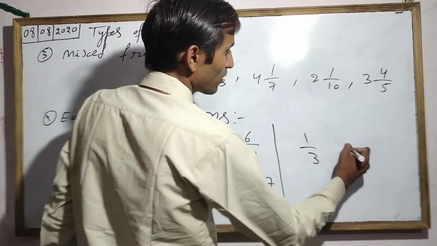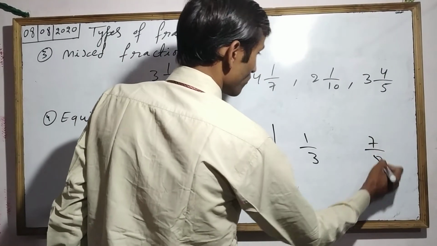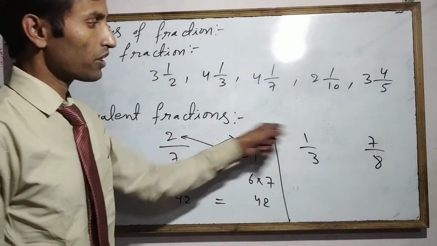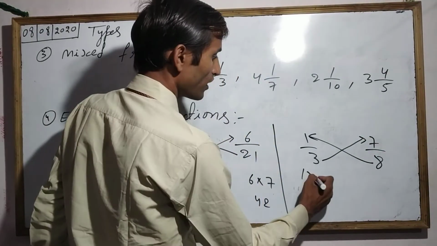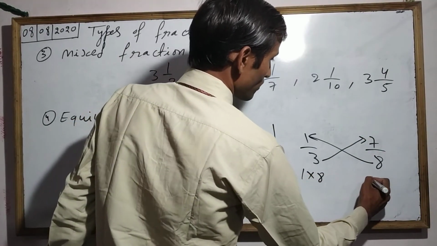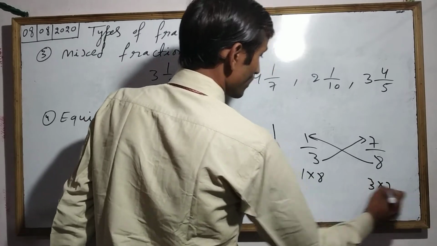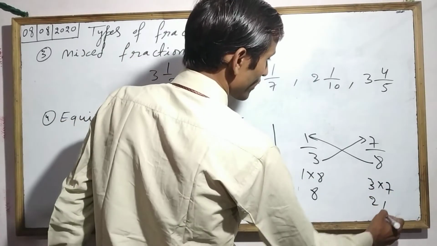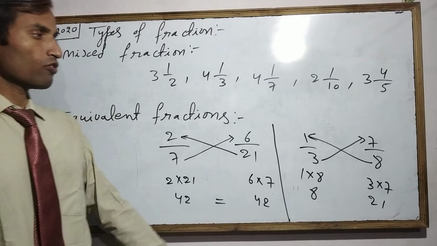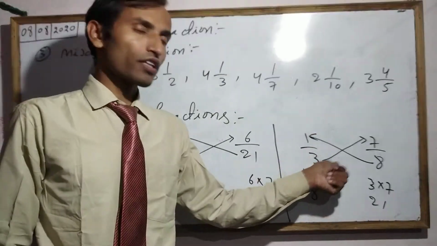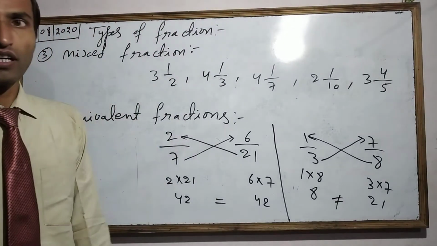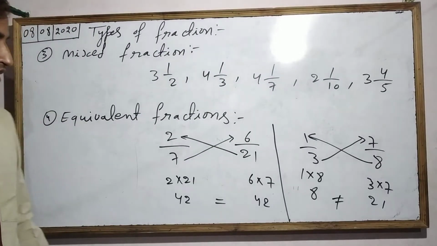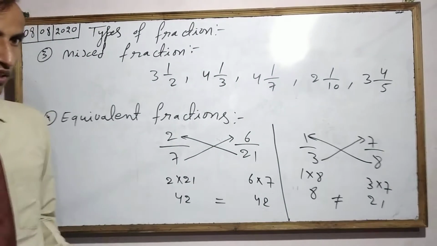1 upon 3 and 7 upon 8. If you want to compare, just compare here: 8 will multiply by 1 and 3 will multiply by 7. So 1 into 8, and here 3 into 7. Here we will get 8 and here we will get 21. Both are not equal. So we will say both are not equivalent fractions. Okay, because LHS and RHS are not equal, that's why it is not an equivalent fraction.